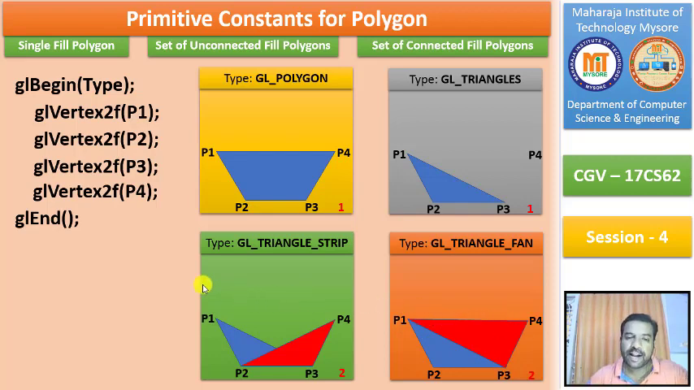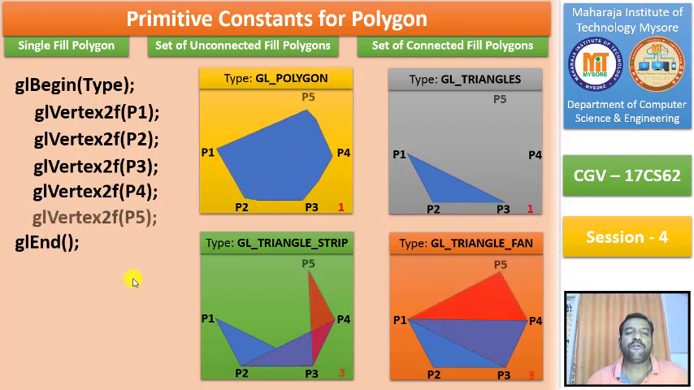So now let me add and just observe here. I am going to have only one set of polygon in GL polygon, and only one set of polygon in GL triangle. Now I am going to have 2 polygons here. One polygon from P1, P2, P3, the second polygon from P2, P3, P4. And in this case also 2 polygons. So you can just see what are the 2 sets of polygons I am going to have. So now I am just going to have a 5th point. If I have a 5th point, now you can see I am going to have a pentagon here in case of GL polygon.